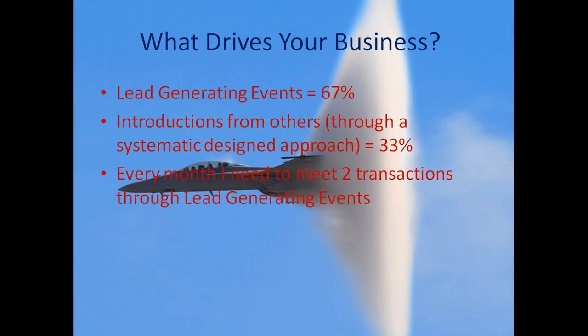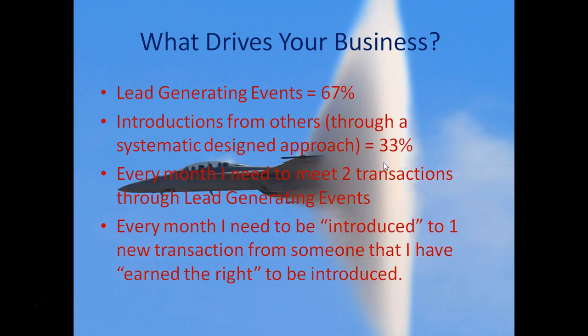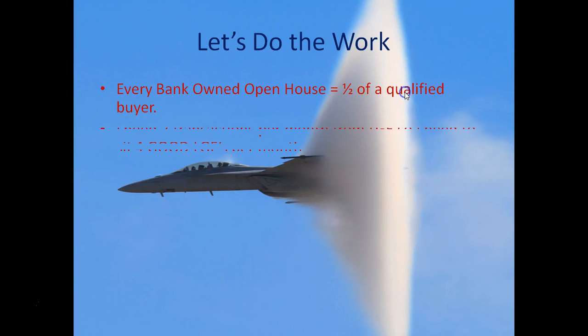Every month, that means, remember, my goal is to have 3 transactions, so I need 2 transactions from lead generating events, because 2/3 are going to come from this, right? And then I need to be introduced or referred to 1 new transaction, because that's the 1/3 of our 3. Remember, our overall goal is 3.